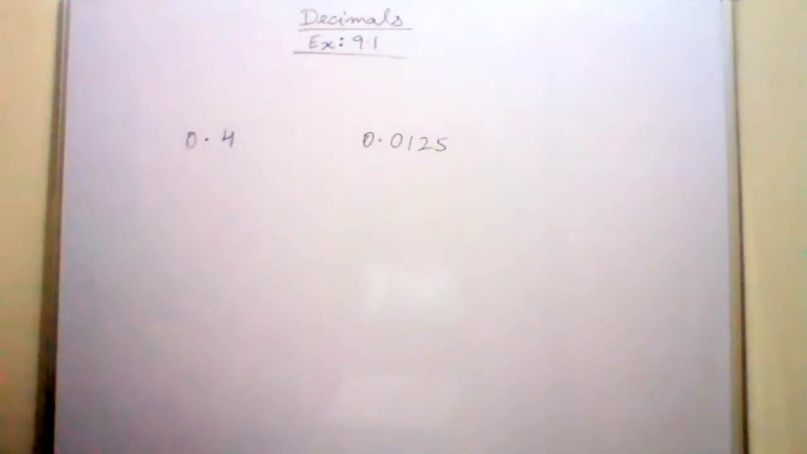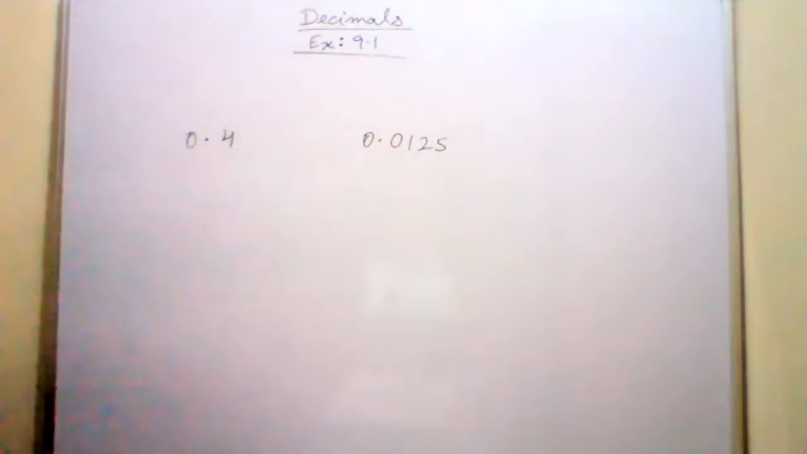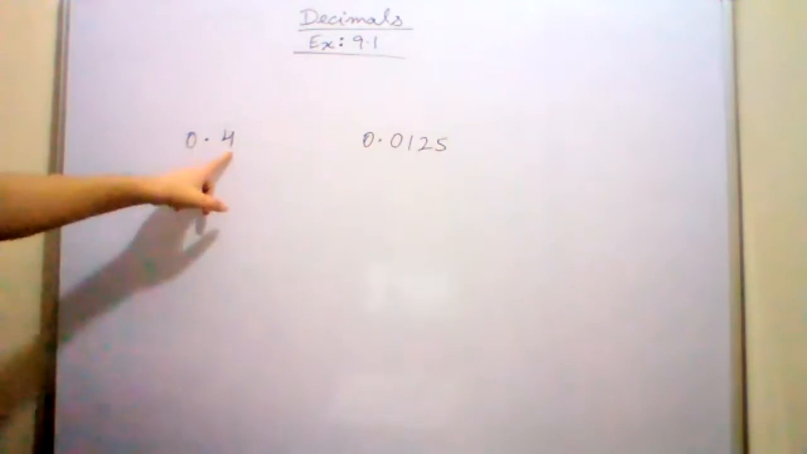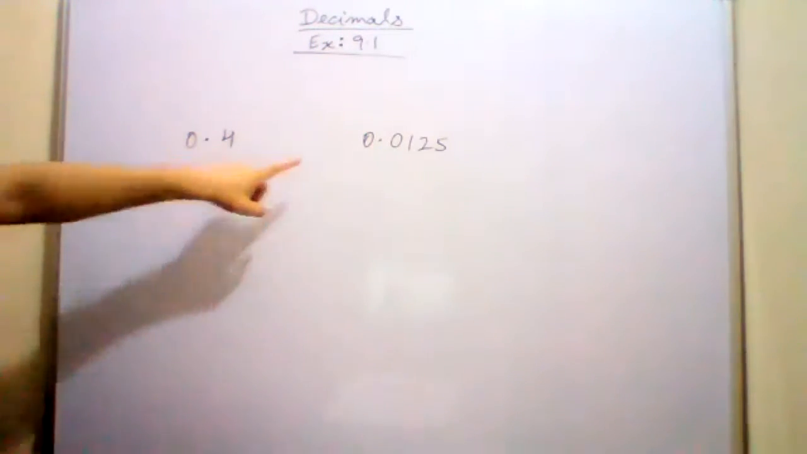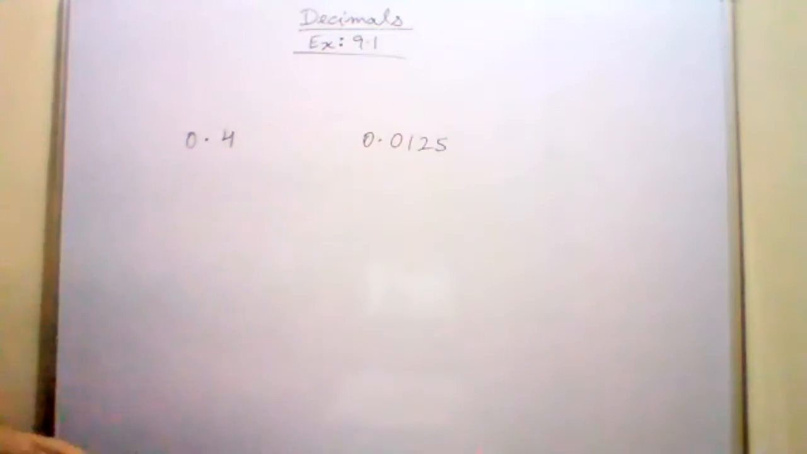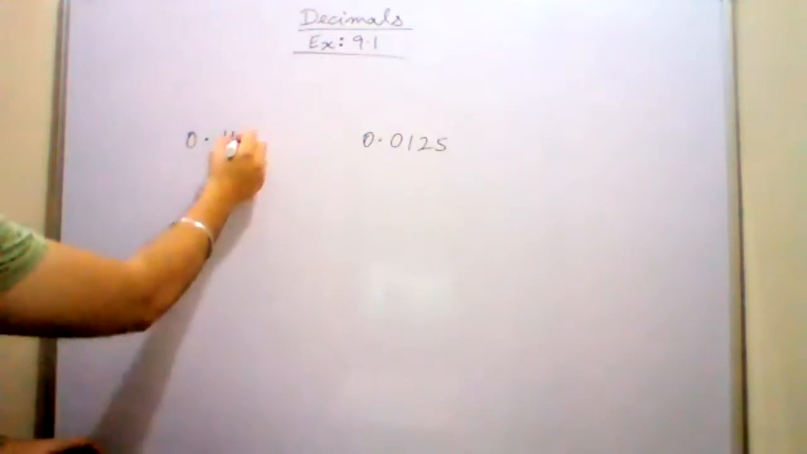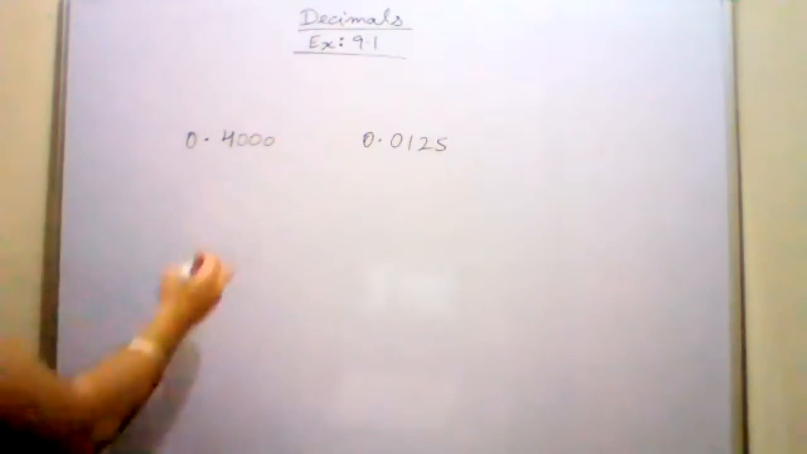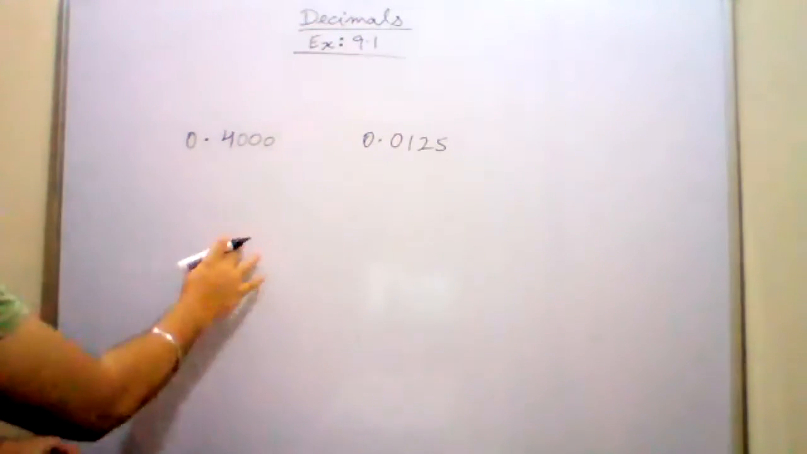Now, how do you compare two decimal numbers? The very first thing is to count the number of digits after decimal in the two numbers. Here there is 1 digit and here there are 4 digits after decimal. So you have to make 4 digits here also. So add 3 zeros. Now how many digits are there? 4.